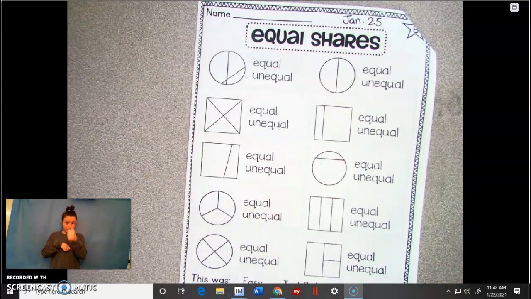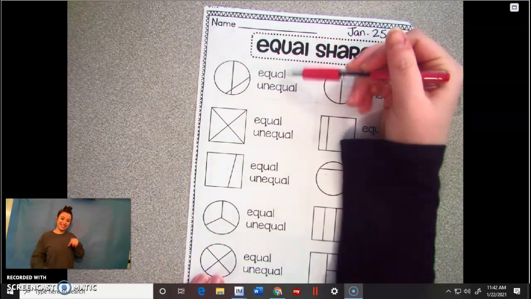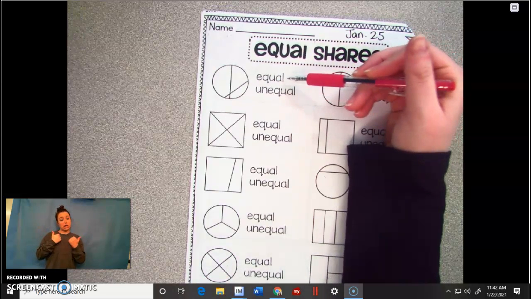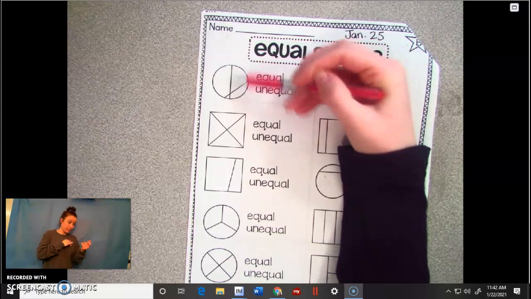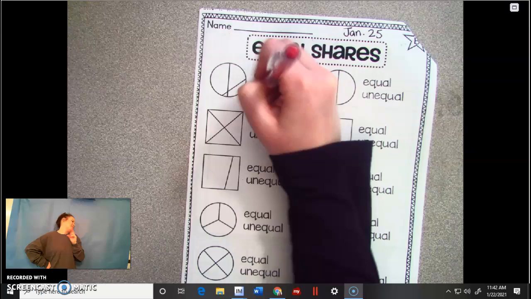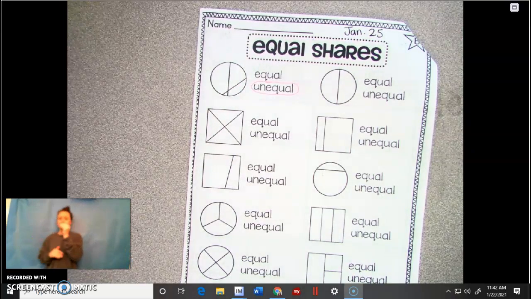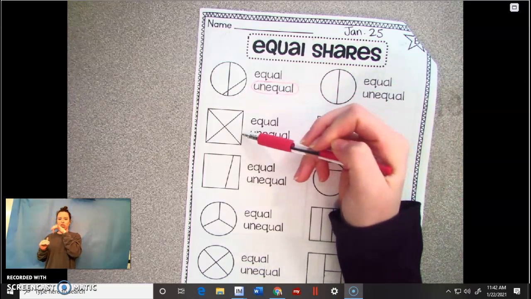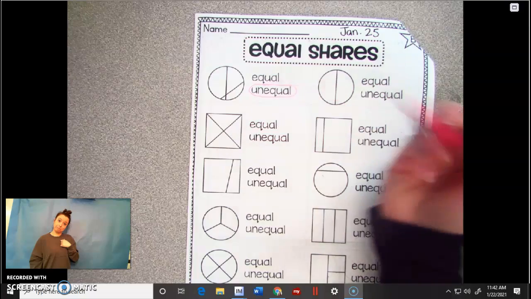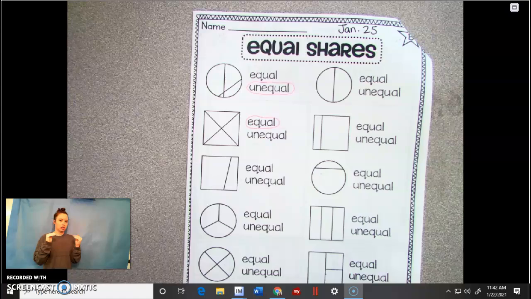Okay? Let's look at the first one. In this shape, are these equal or unequal? Remember, we talked about equal means the same. Are all of these pieces the same? No. So it is unequal. Un just means not. Not equal. Look at this second one. Are all of his pieces the same size and shape? Yes. So he is equal.